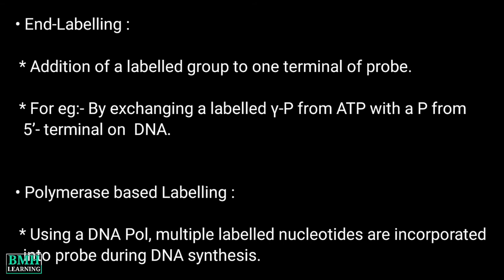Techniques for labeling probes. There are two general ways in which a labeled nucleotide can be incorporated into the structure of the probe. First is end labeling. Addition of a labeled group to one terminal of the probe. For example, by exchanging a labeled gamma phosphate from ATP with a phosphate from the 5' terminal on DNA.